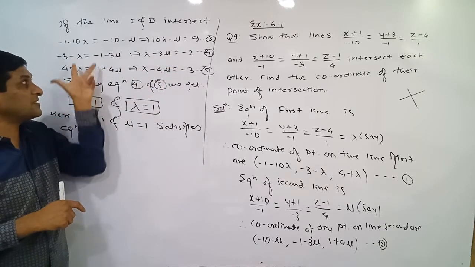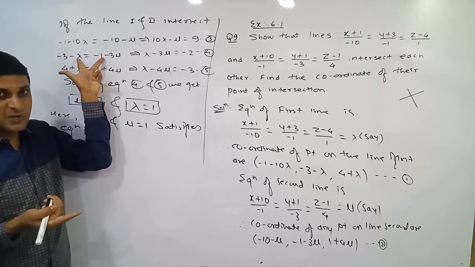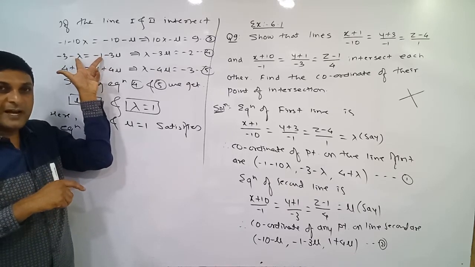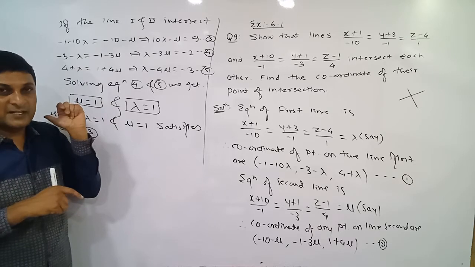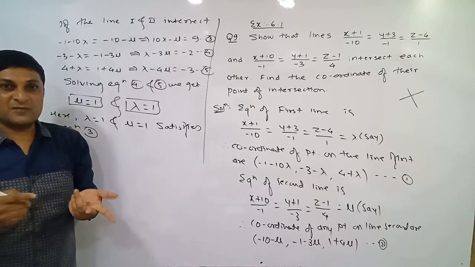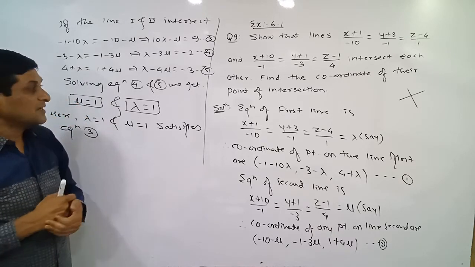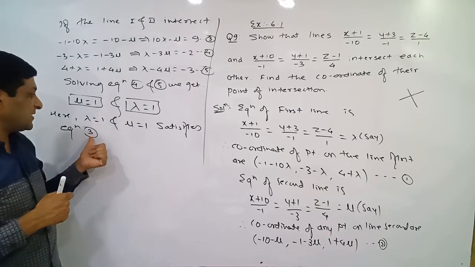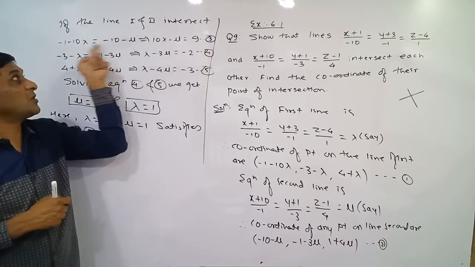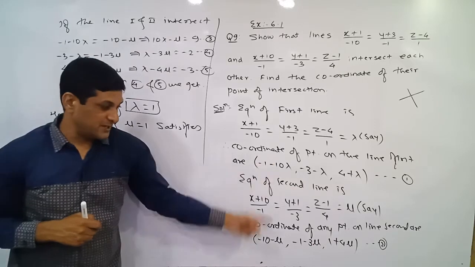If it satisfies this equation, means y coordinate. This equation we have got by comparing y coordinate. Means y coordinate is also equal and z coordinate is also equal. Remaining part is to check whether x coordinates are equal or not. So that's why we are substituting this value in equation number 3, because equation number 3 we have got by comparing what? X coordinate, isn't it?